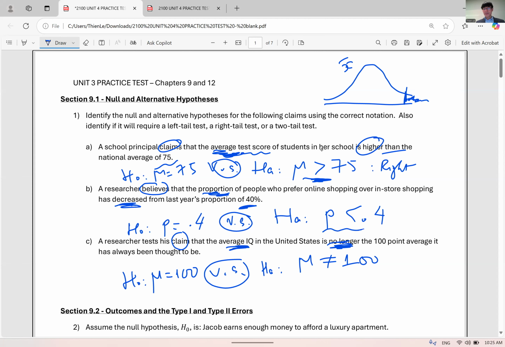So this is the right tail. Similarly, this is the left tail. You may survey 100 people and find only one person prefers online shopping. That means something changed: it's getting smaller, and people prefer to enjoy in-store shopping to relax more, walking outside and enjoying the fresh air. And here, because it's just different, it's a two-tail test.